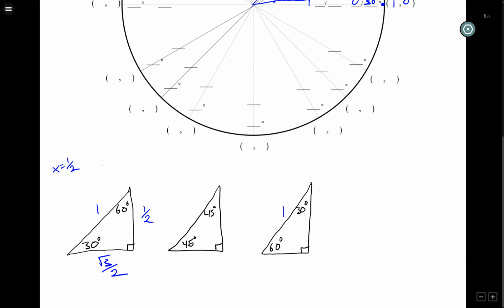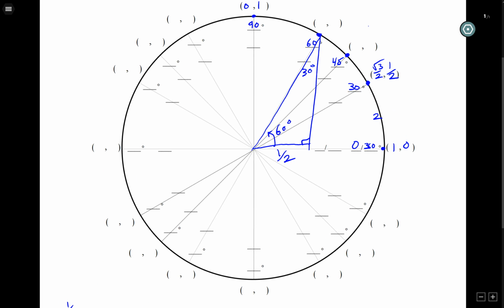But now instead of the 1/2 being over here, it's over here. I'm just flipping the triangle sideways. So that means I'm going over 1/2, up root 3 over 2. And that's how I'll fill in the point: over 1/2, up root 3 over 2.